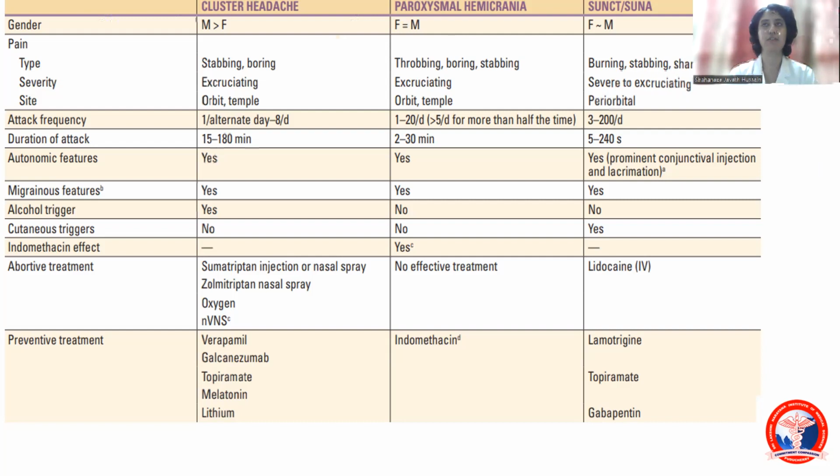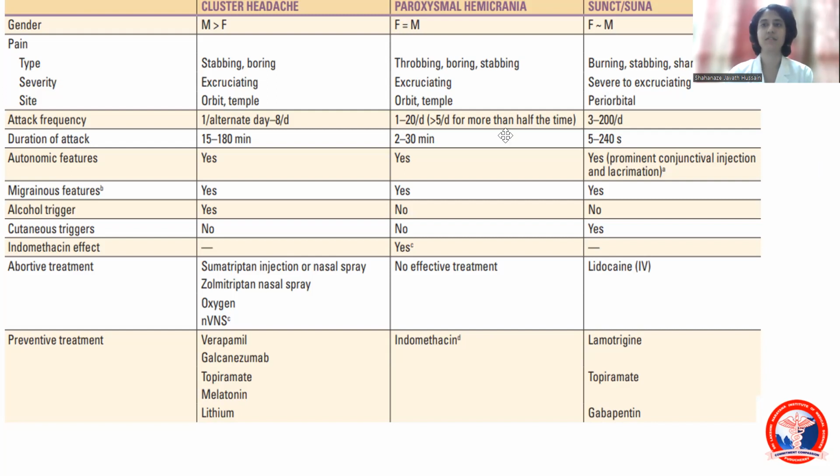They can have autonomic features and migrainous features. However, this headache is found to be very much responsive to one nonsteroidal anti-inflammatory drug, that is indomethacin, and hence it can be used in preventing episodes of paroxysmal hemicrania in these patients after diagnosis.